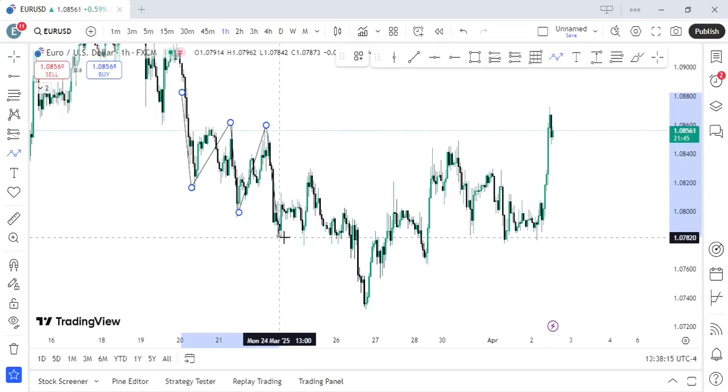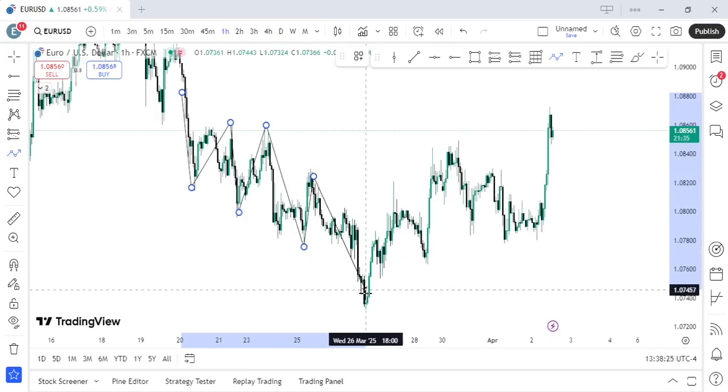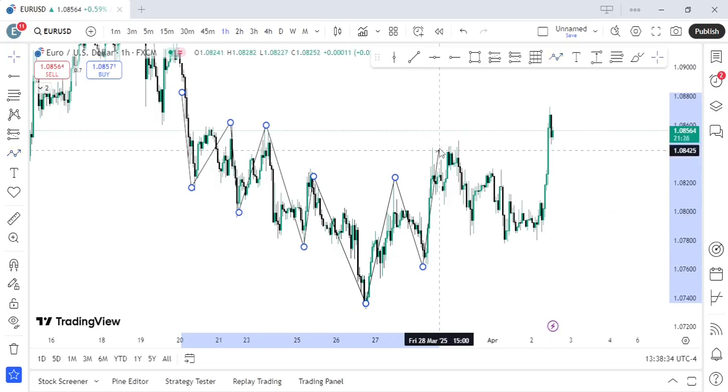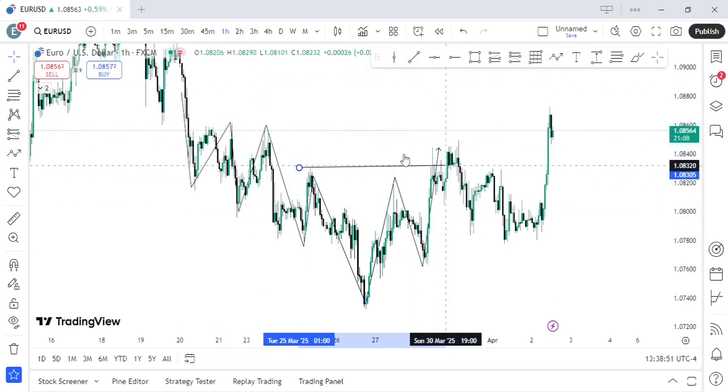So I can't use this low right here because this low went below this low. So I have to use this right here. So price retraces all the way up and there was a massive sell-off all the way down. Now price goes all the way up, comes back, and this is a change in character. This right here is a change in character.